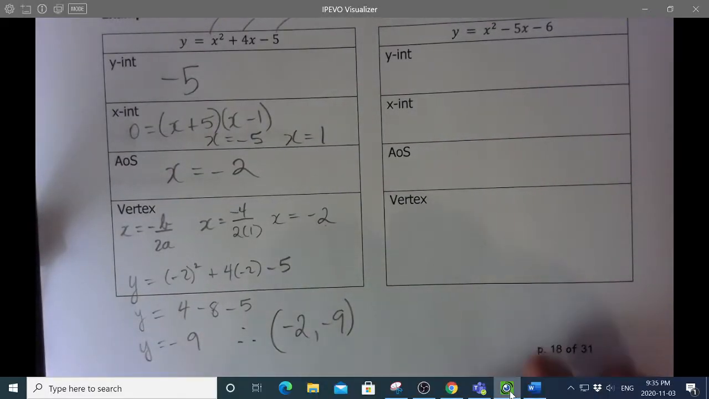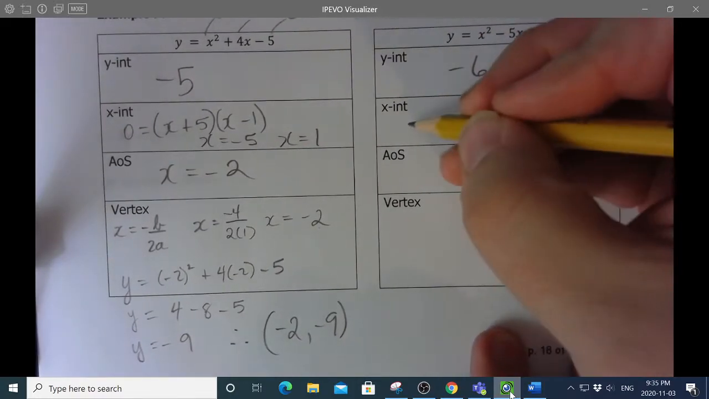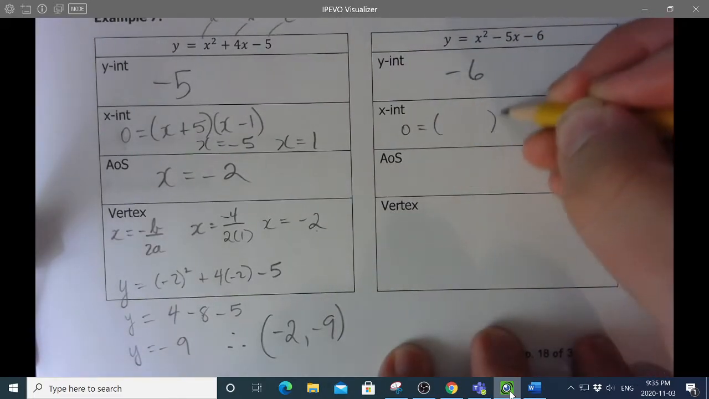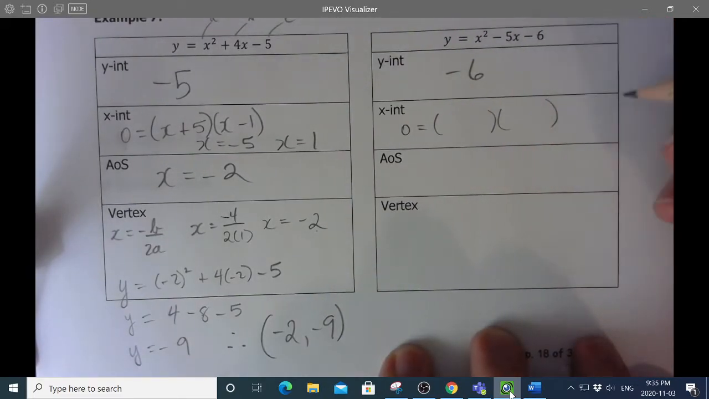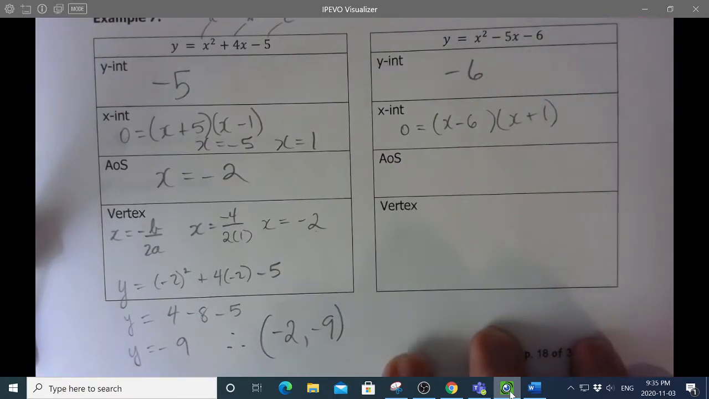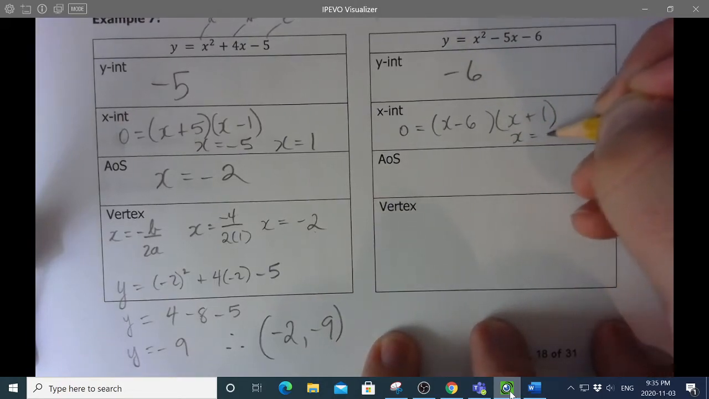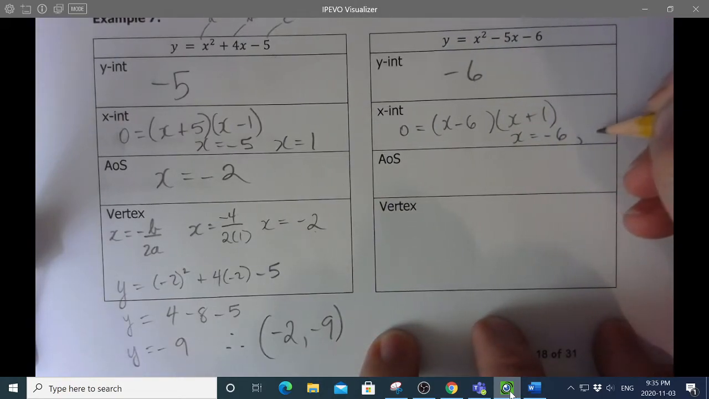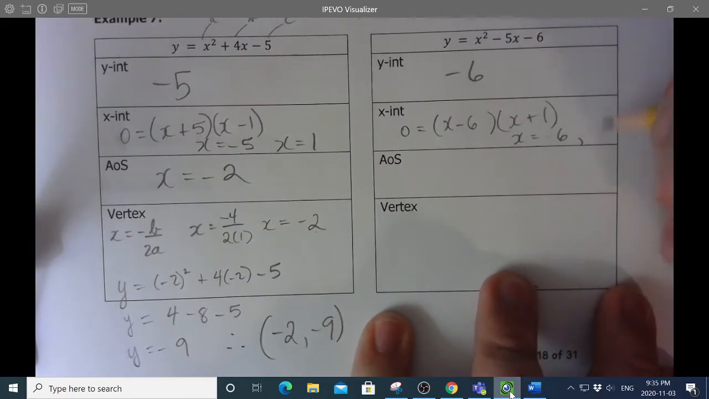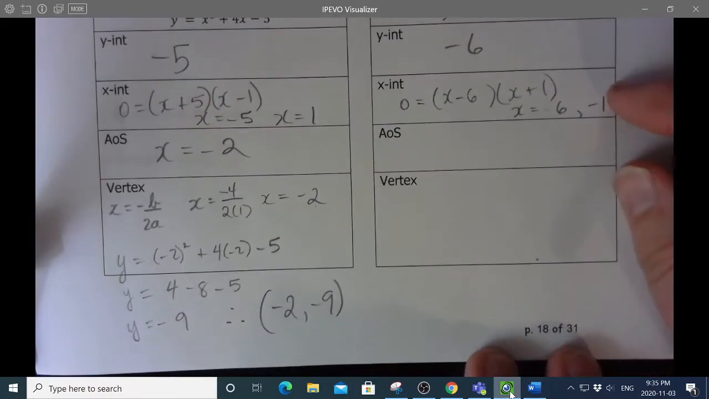This guy. My y-intercept is -6. My x-intercepts are, set that to 0 and factor. What two numbers times to make -6 add to make -5? That's -6 and +1. So that means my x-intercepts are -6. Oh, sorry, +6. What am I saying? +6 and -1. My axis of symmetry, I'll tell you that after I find the vertex.